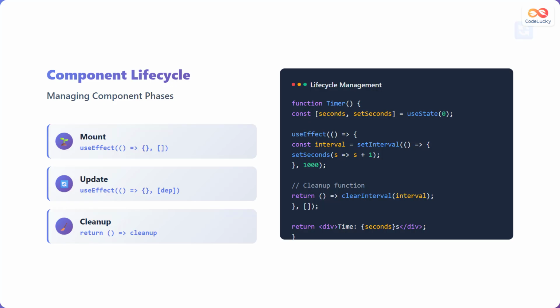Use useEffect with specific dependencies to run code when certain values change. The cleanup phase occurs when a component unmounts or before an effect reruns. Return a cleanup function from useEffect to remove event listeners, cancel network requests, or clear timers. This prevents memory leaks and unwanted side effects. Our timer example demonstrates all three phases, setting up the interval on mount, updating the display on each tick, and clearing the interval on cleanup.